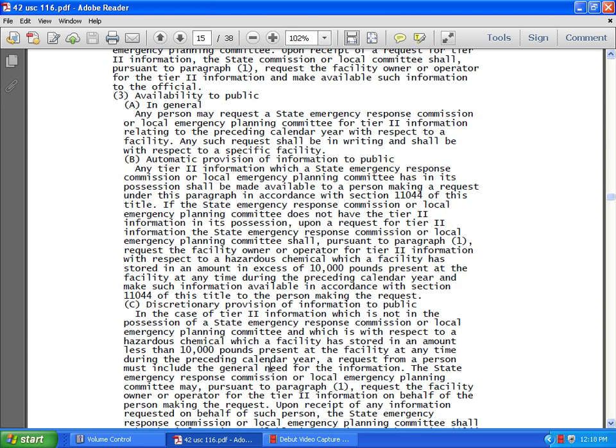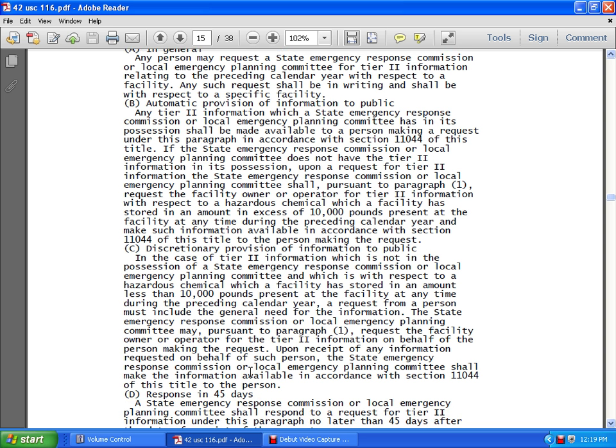provision of the information to the public. Any Tier 2 information which the state emergency response commission or local emergency planning committee has in its possession shall be made available to a person making a request under this paragraph in accordance with section 11042 of this title. If the commission or committee does not have the Tier 2 information in its possession, it shall request the Tier 2 information pursuant to paragraph 1 from the facility owners or operators with respect to any hazardous chemical which the facility has stored in excess of 10,000 pounds present at the facility at any time during the preceding calendar year, and make the information available in accordance with section 11044 of this title to the person making a request.